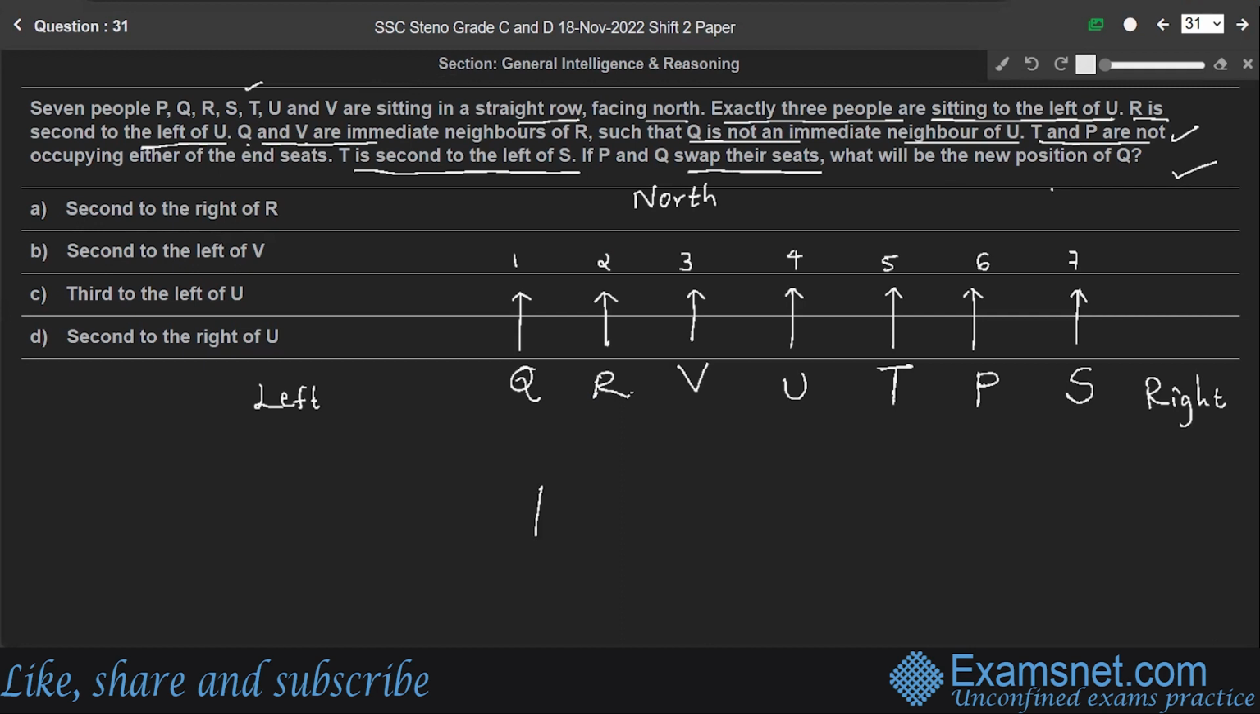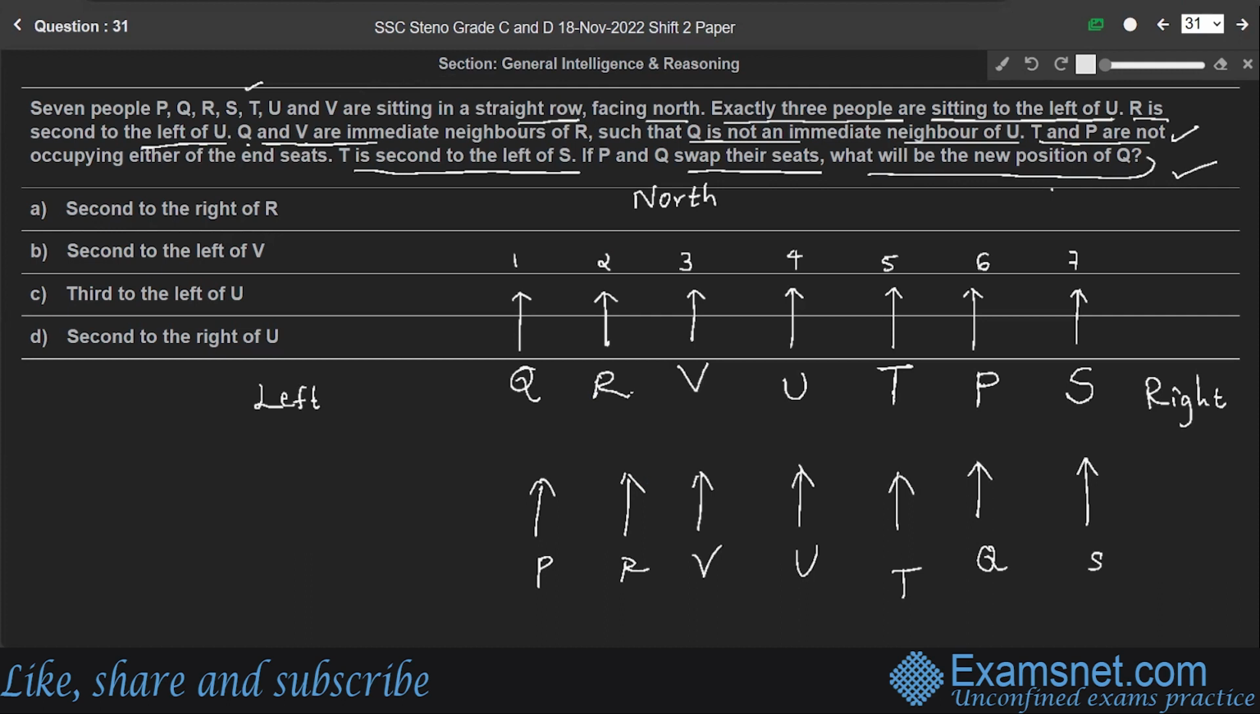That means if P accommodates in place of Q, and Q accommodates in place of P, the remaining persons' positions will be the same: R, V, U, and T. Lastly, it is S. So what will be the new position of Q?